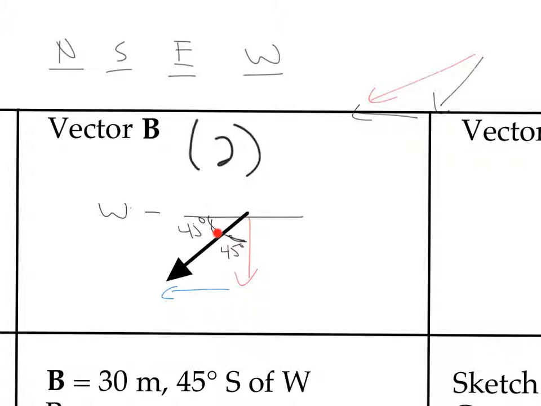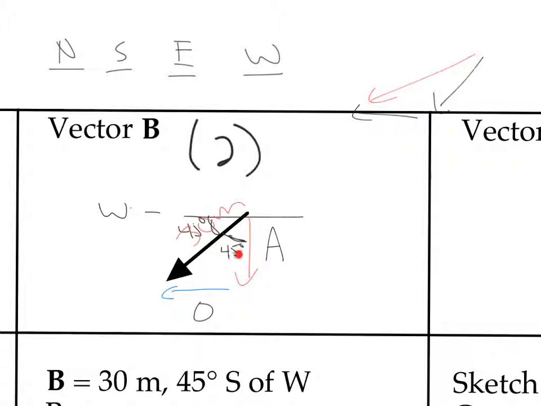So if that's 45, I can do 90 minus 45, and I get this angle is 45. Okay, so we now know that this vector is 30 meters long, and this angle is 45 degrees. So if we think of our triangle using this angle, this is our adjacent side and this is our opposite side. This is our hypotenuse here. So I'm going to start and I want to find the opposite side.